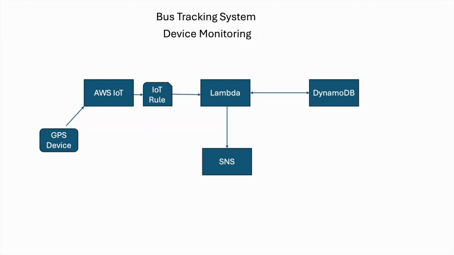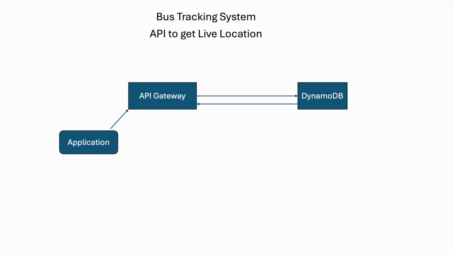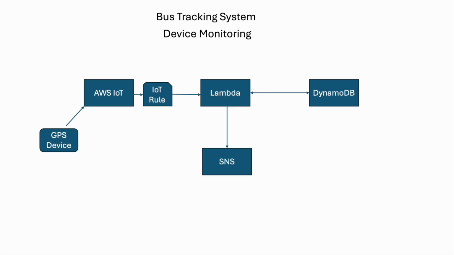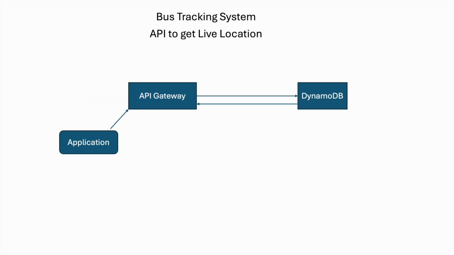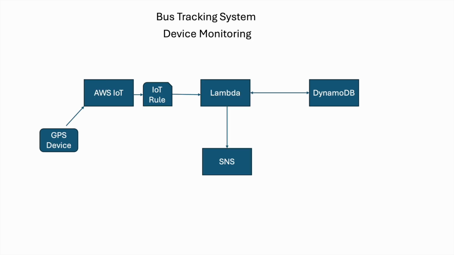So this is going to be our architecture for the bus tracking system. We are going to see two different types of use cases here. One is to do the device monitoring, and another one is we are going to build an API to get the live location of the bus. Here we are going to have a combination of both event-driven architecture and a serverless architecture.